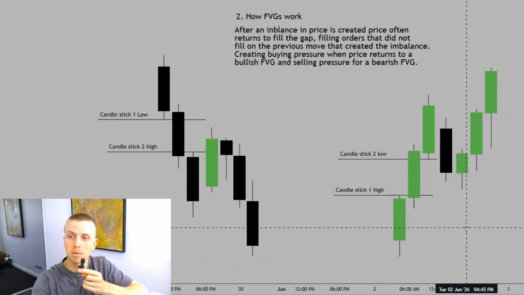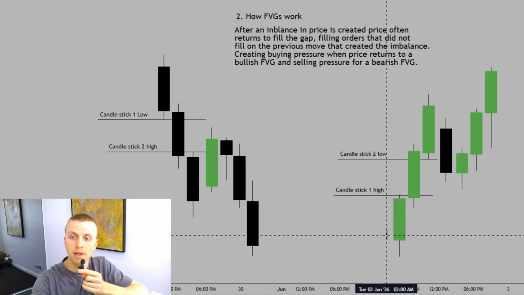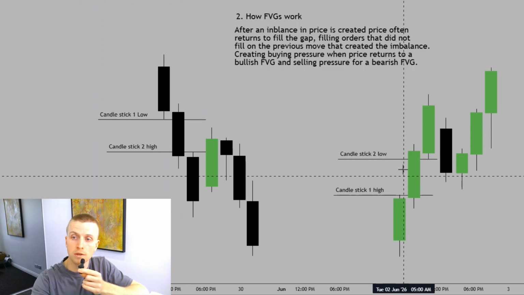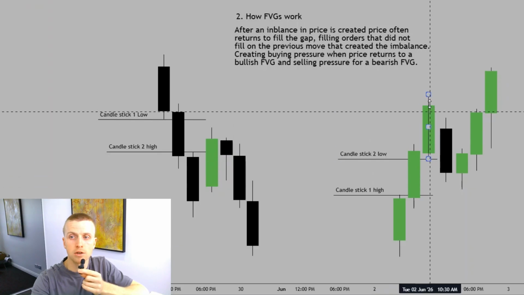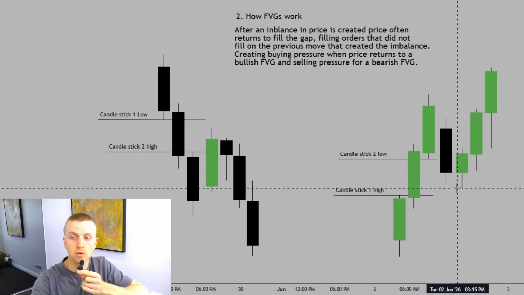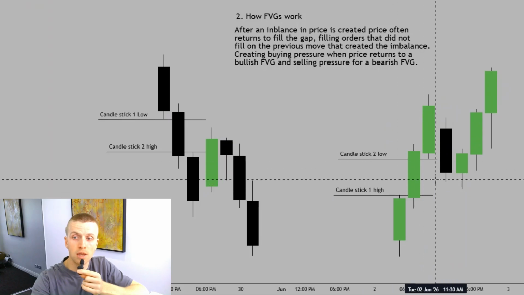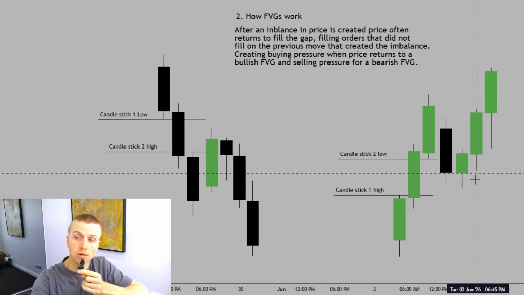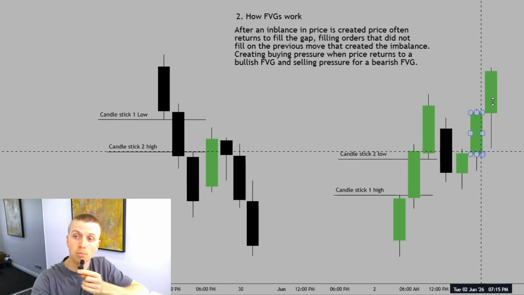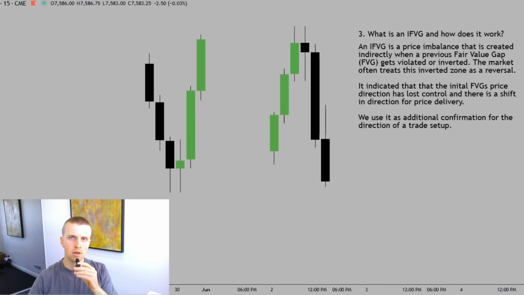And it's the exact same in the bullish scenario. As price is expanding upward in a very aggressive move through this gap, some buy orders did not get filled. So as price comes back into the bullish fair value gap, those buy orders are filled, adding pressure to absorb the sells and then push price back up. Okay, so you understand what a fair value gap is.